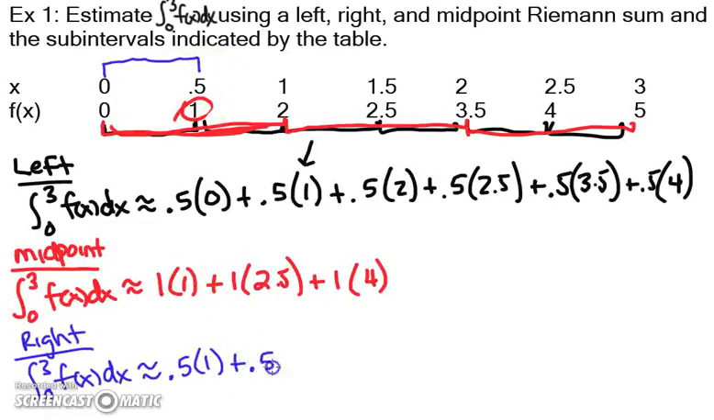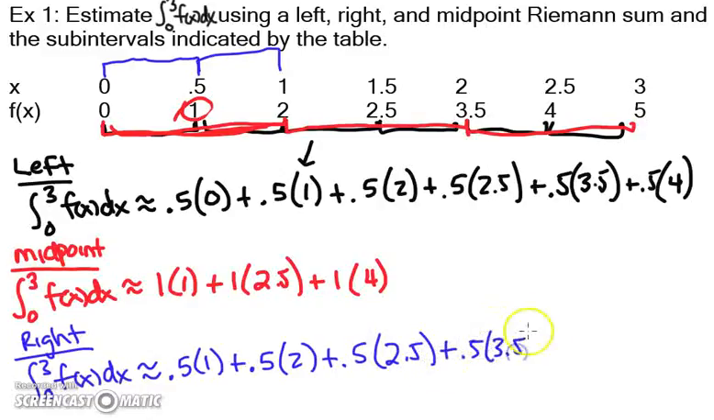And then if we keep following along, we're going to get 0.5 for a base, because we're going to go from here to here, and we're going to say 2 is its height, plus 0.5 times 2.5, plus 0.5 times 3.5, plus 0.5 times 4, and 0.5 times 5. And once again, we don't want to simplify anything. We want to keep it there. We don't want to lose senseless points. That's the basics for Riemann sums.